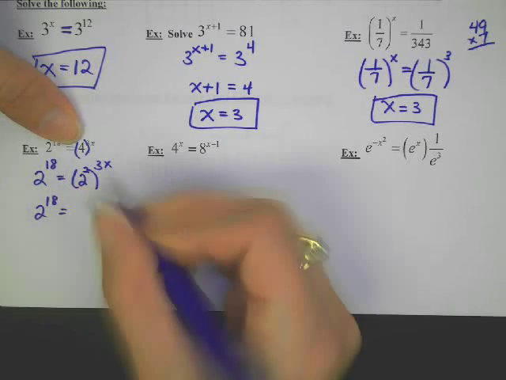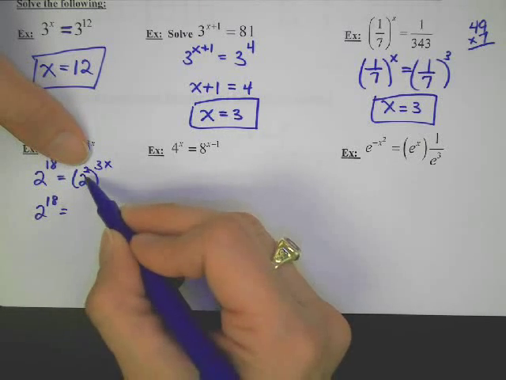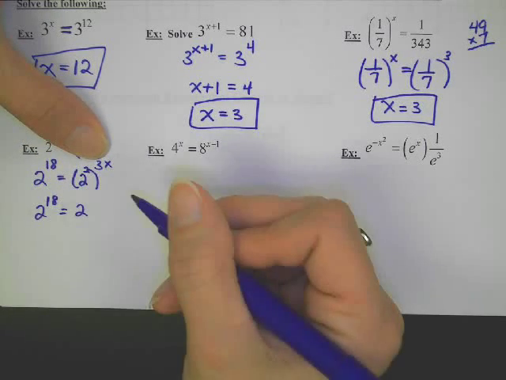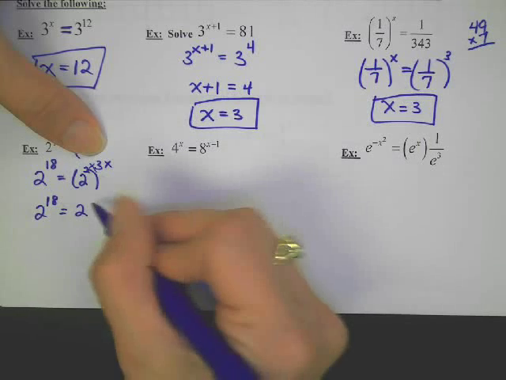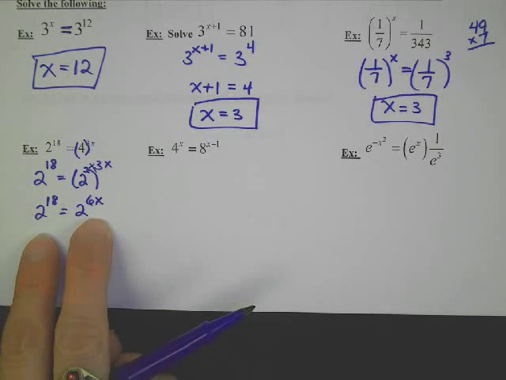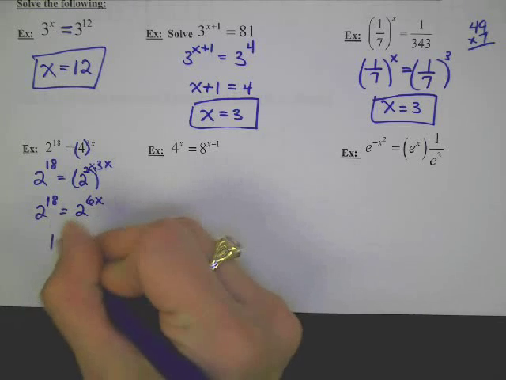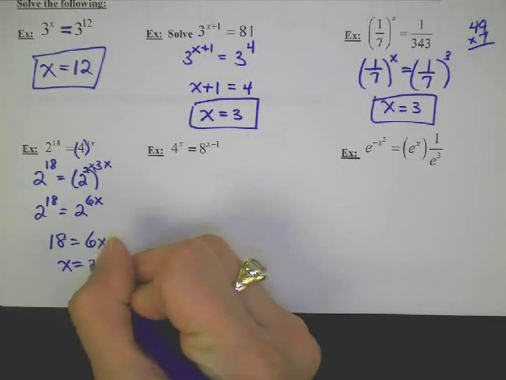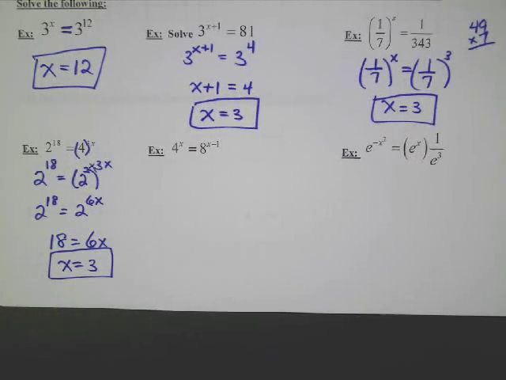But now I notice that 2 has an exponent. It has a power to a power, that's so powerful. What do we do? Yeah, we're going to multiply those. That makes 6x. Now that you've made your common bases, we can go ahead and say that 18 is equal to 6x, and so x must be a 3. Okay, so you always want to go smaller.